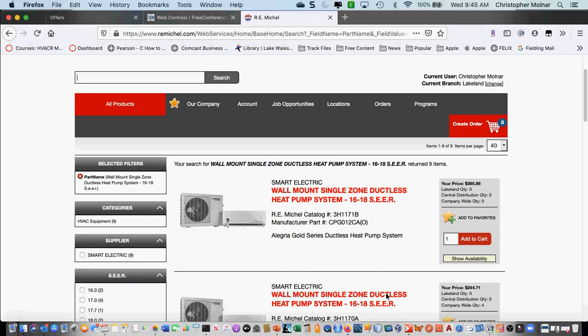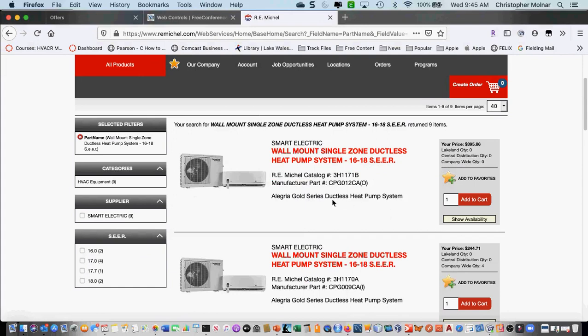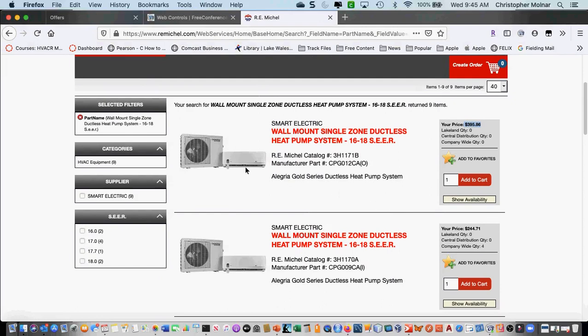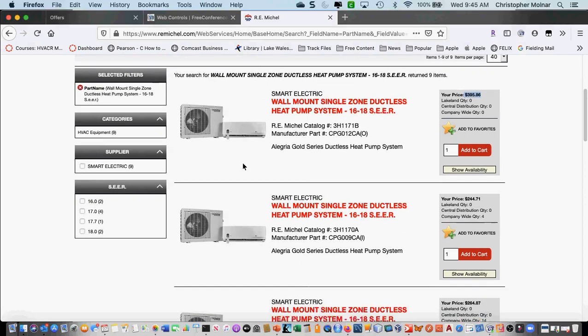Okay, just to give you an idea, I've pulled up my pricing locally from the supply house I use here. Single wall mounted ductless heat pump system, $395 is my cost. Just for the system though, right? That's for your outdoor and indoors. That's a single zone.